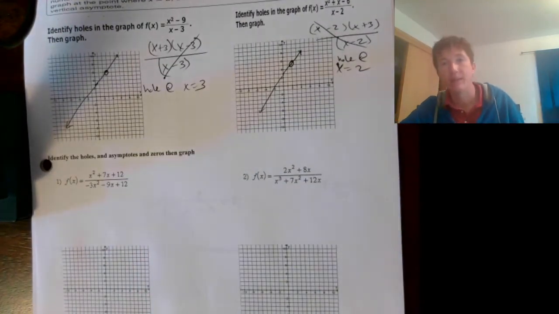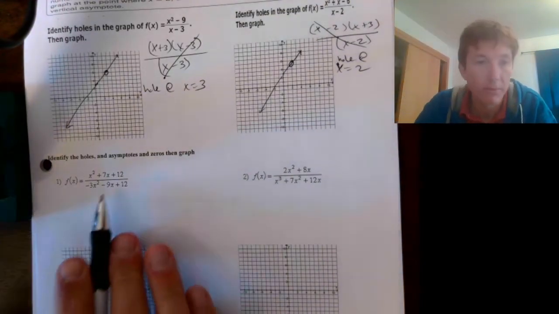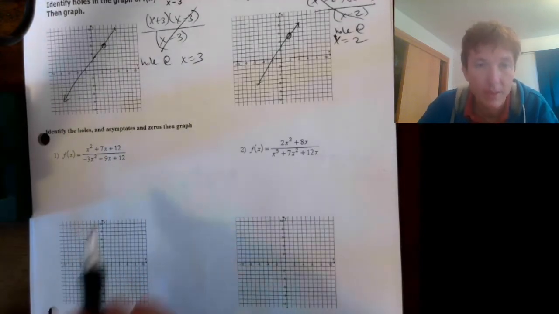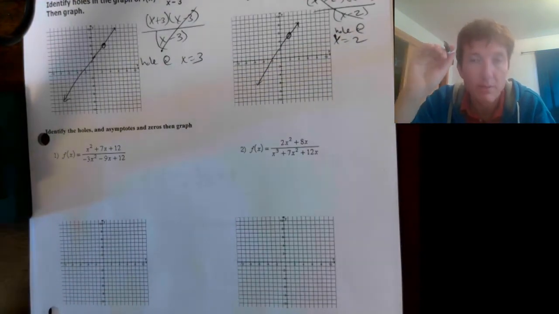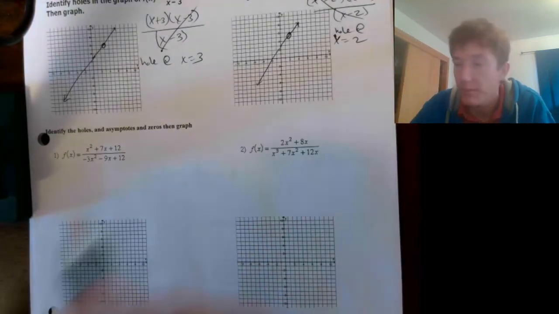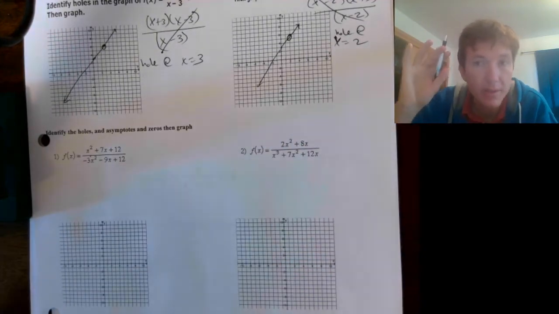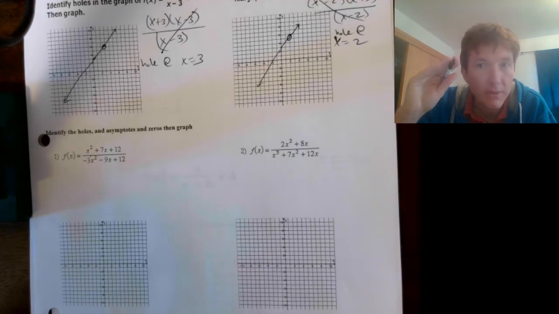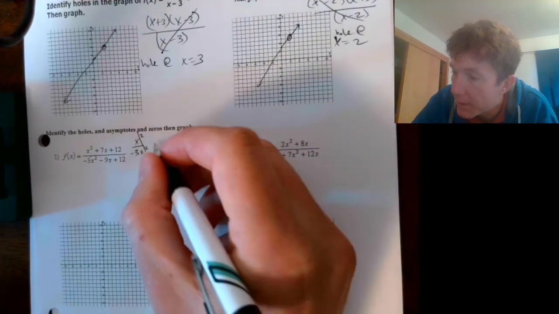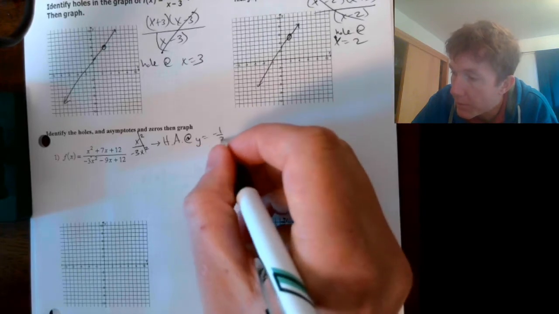Alright. Now, moving on. Let's look at this. We have a fairly complicated graph. We want to identify the holes, asymptotes, and zeros, and then graph it. So let's focus on the asymptotes first. First thing I'll do is look at my horizontal asymptotes. I don't need to do any factoring for that. Observe that we have an x squared term over a negative 3x squared term. The degree is the same. So this is going to have an asymptote at x squared over negative 3x squared. Those cancel. So we have a horizontal asymptote at y equals negative 1/3.